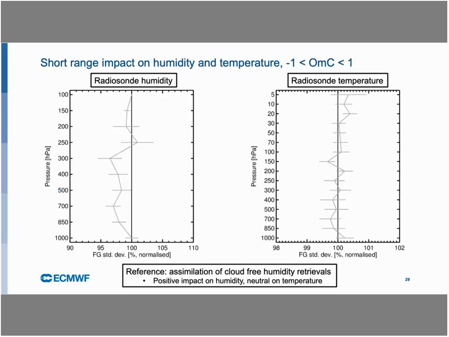And this is the starting point. So in clear sky situations, there is a positive impact on humidity short-range forecasts. And then when we are not assimilating the temperature retrievals, only humidity retrievals, on the right-hand side plot you can see that the impact on temperature is neutral. So no degradation for temperature when only assimilating the humidity retrievals.